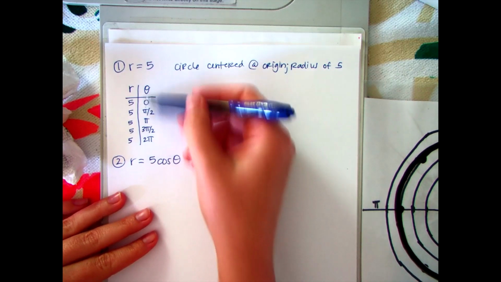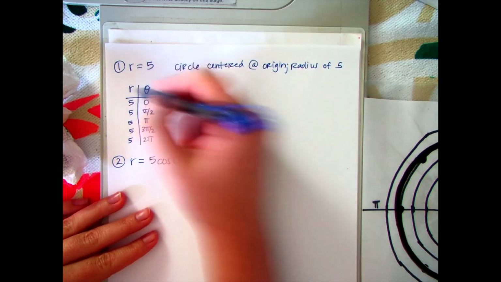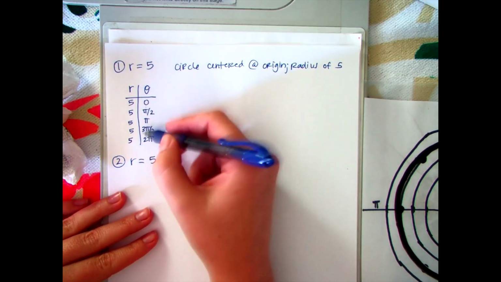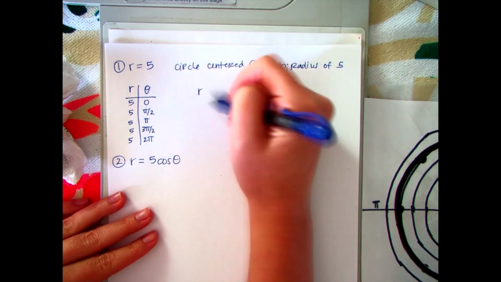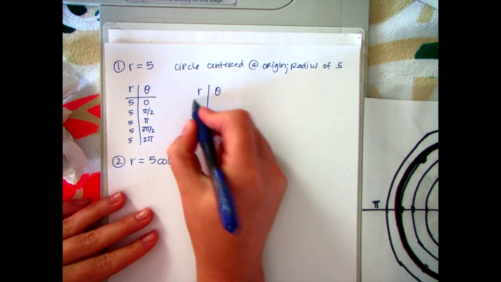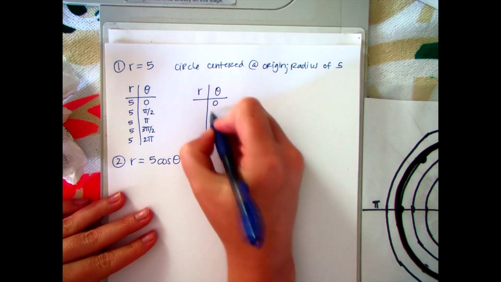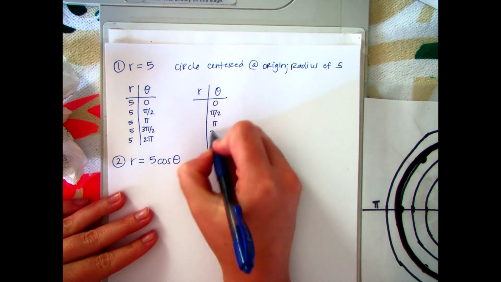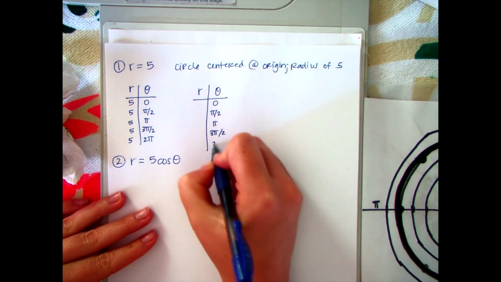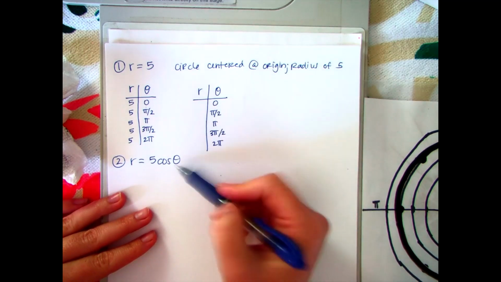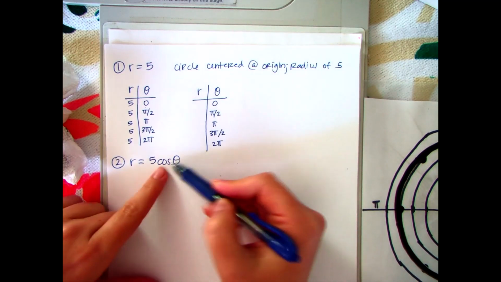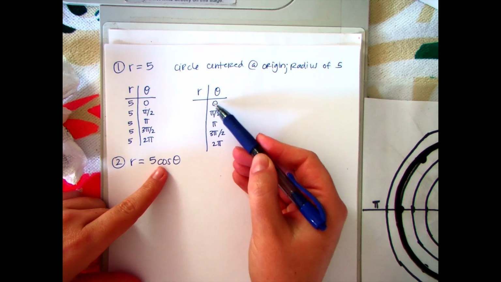So now we're just going to see what happens if I go back to this table, and I'm doing this to save space. 0, pi over 2, pi, 3 pi over 2, and 2 pi. So now I have a spot to plug theta in. So what is the cosine of 0? 0 radians.